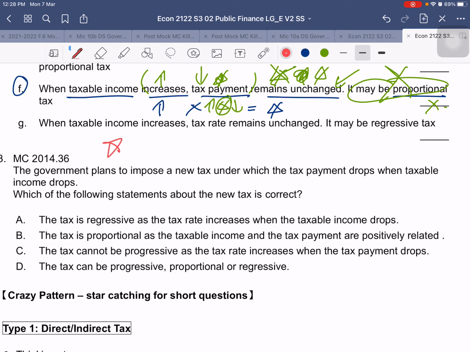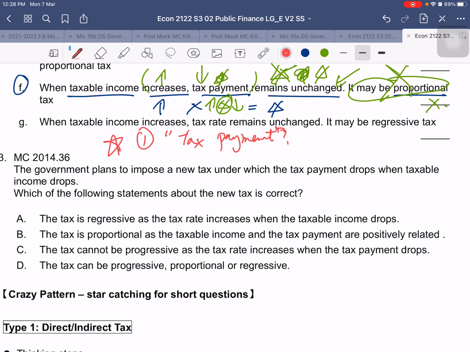Okay, so now the key steps. I will summarize the key steps. First, look at the question and find out whether it's talking about tax payment. If it's talking about tax payment, we need to use the equation income times tax rate equals tax payment in order to handle this. If it's not talking about tax payment, it's talking about tax rate.